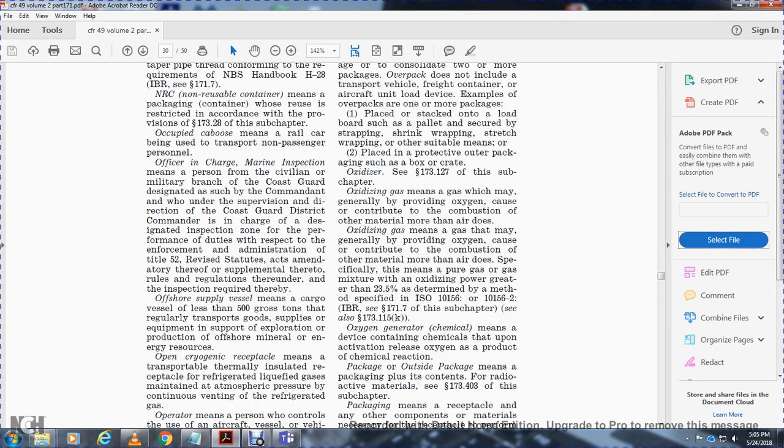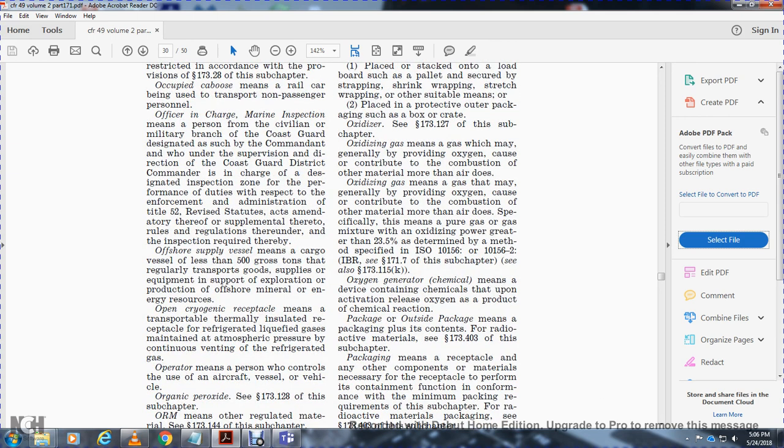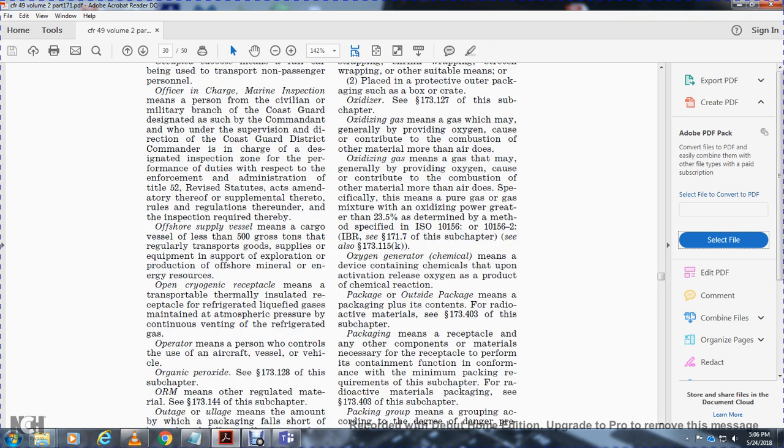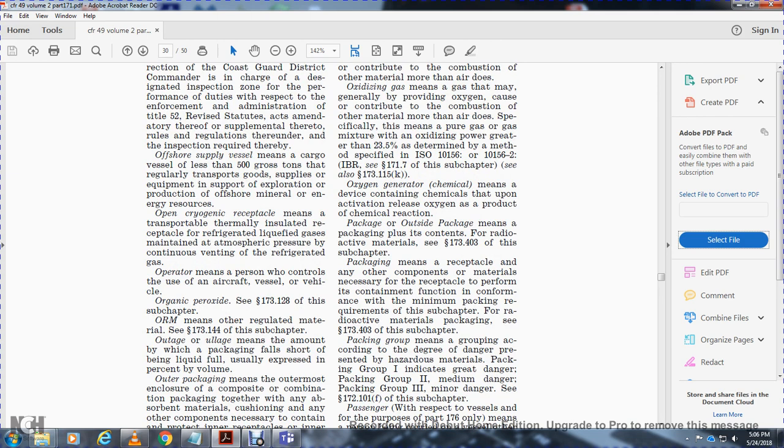10156-2. Oxygen generator, chemical, means a device containing chemicals that upon activation release oxygen as a product of a chemical reaction. Package means the packaging plus its contents, see 173.403 of this subchapter. Packaging means a receptacle and any other components or materials necessary for the receptacle to perform its containment function and to ensure compliance with the minimum packaging requirements of this subchapter. For radioactive material packaging, see 173.403 of this subchapter.